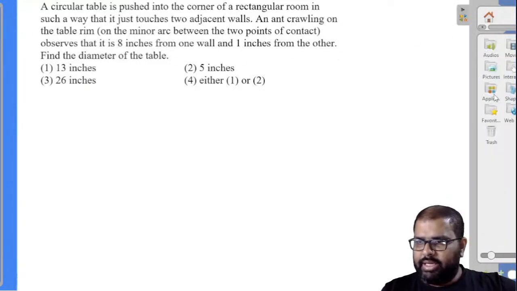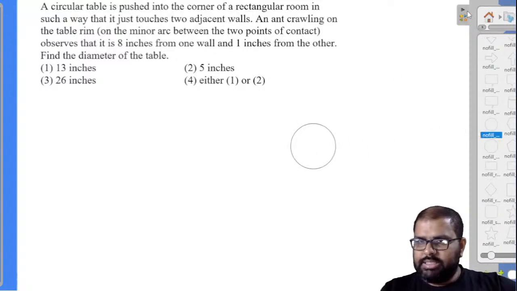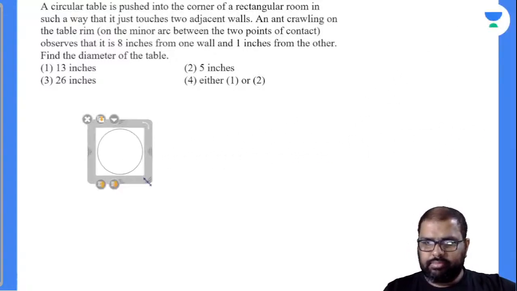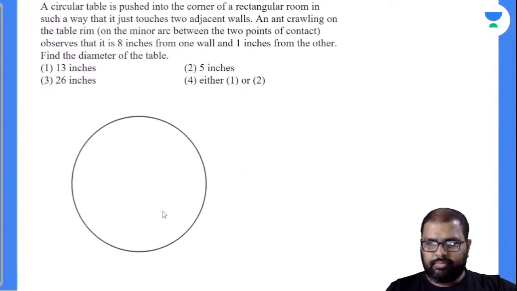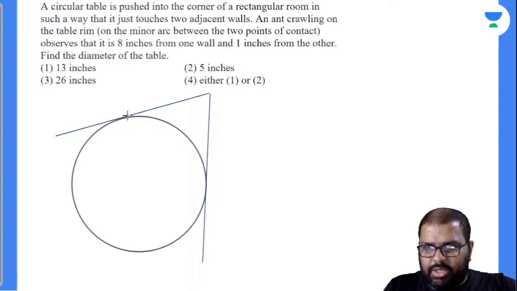So I'll take down the table first of all. This is a circular table. It is pushed into the corner of a rectangular room. I'll draw it like this. Now, this is your minor arc, and your ant is here. This is your ant.